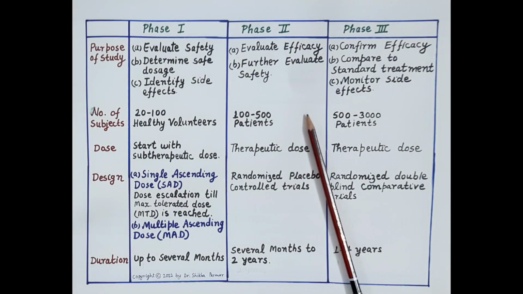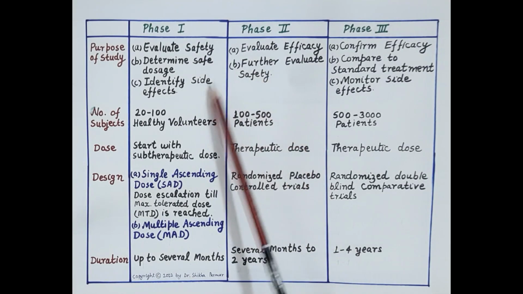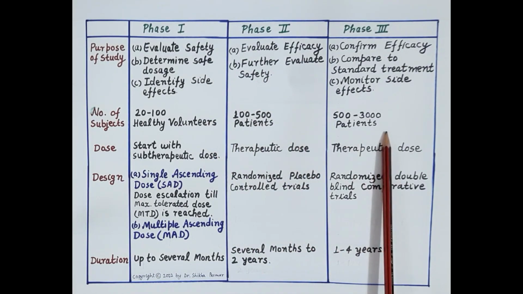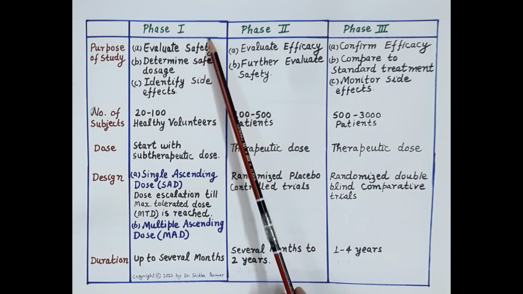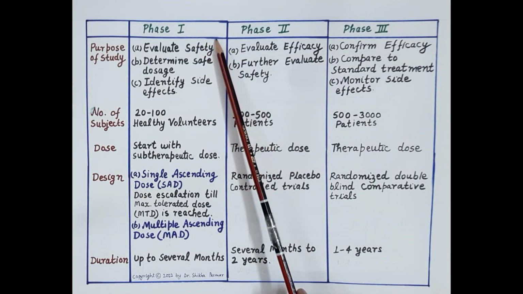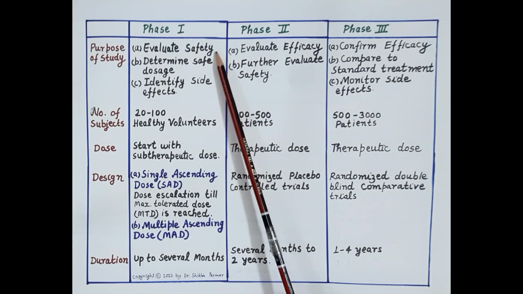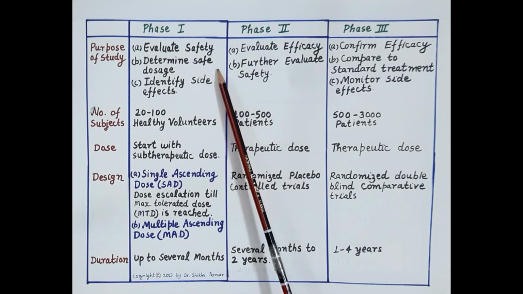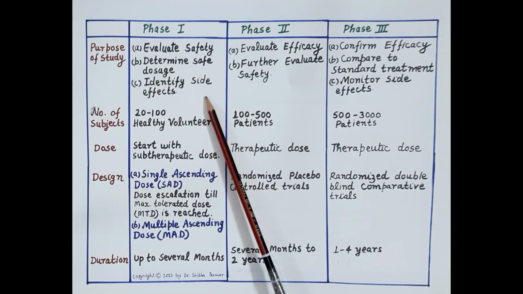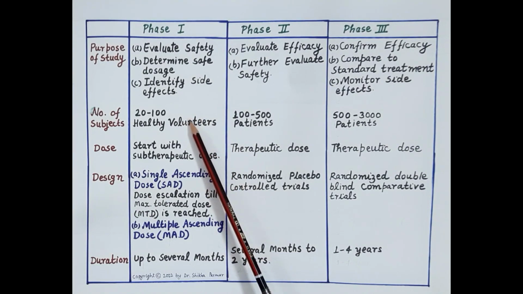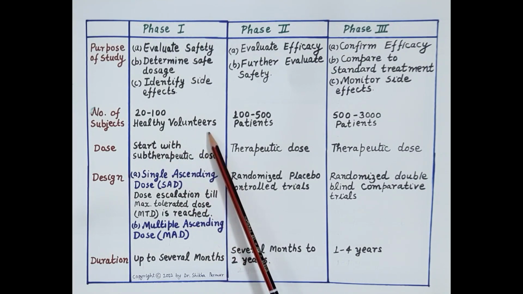Look at this table. It gives comparative information on phase 1, phase 2 and phase 3 clinical trials. Now, phase 1 clinical trials are safety exploration and dose ranging studies. So, the purpose of the phase 1 trials is primarily to evaluate safety of the drug candidate. It also determines safe dose and identifies the side effects. Drug candidate under supervision is studied in 20 to 100 healthy volunteers.